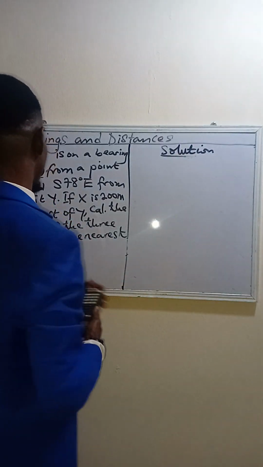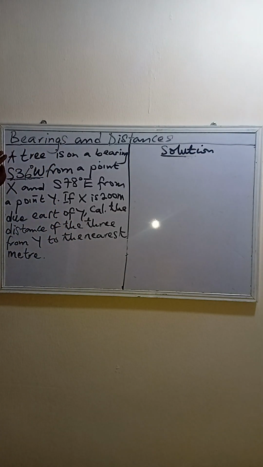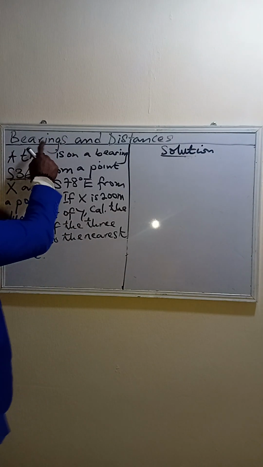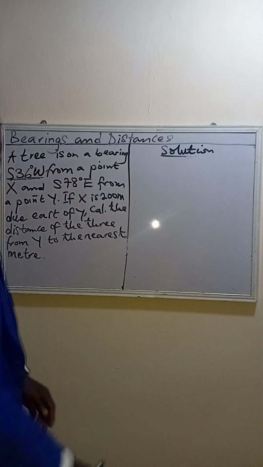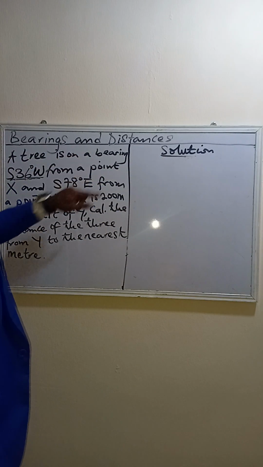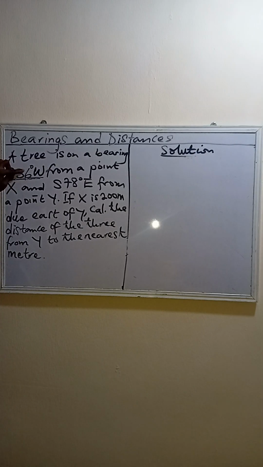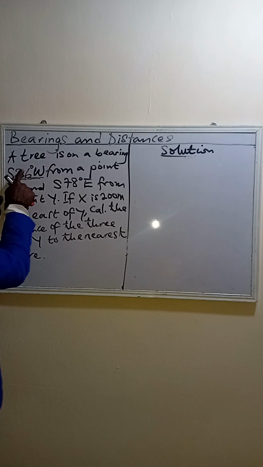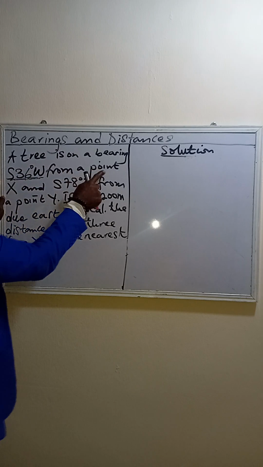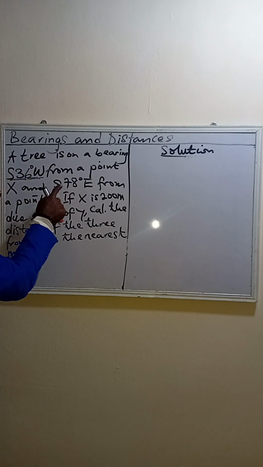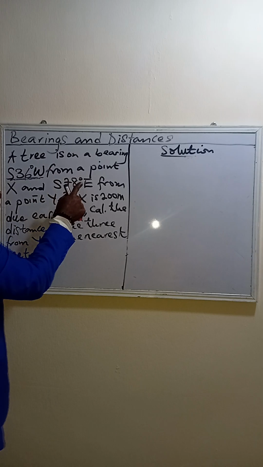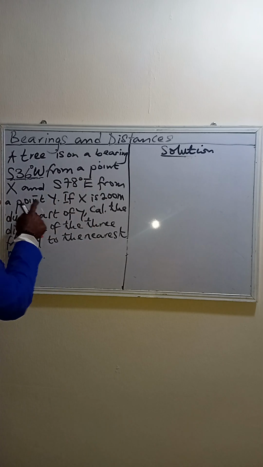Okay, let's take this as an example, under bearings and distances. A tree is on a bearing of south 36 degrees west from the point X, and south 78 degrees east from a point Y.